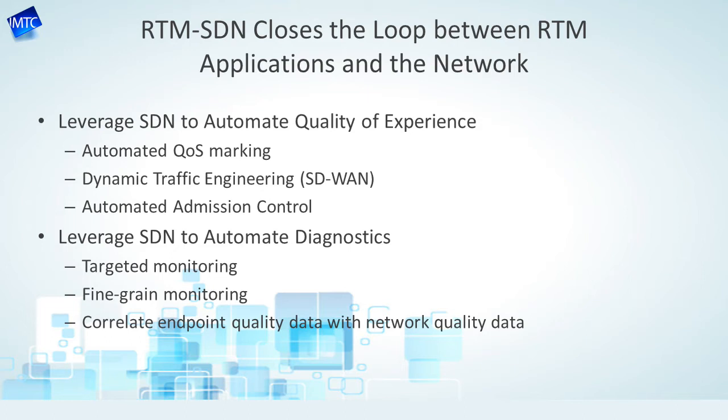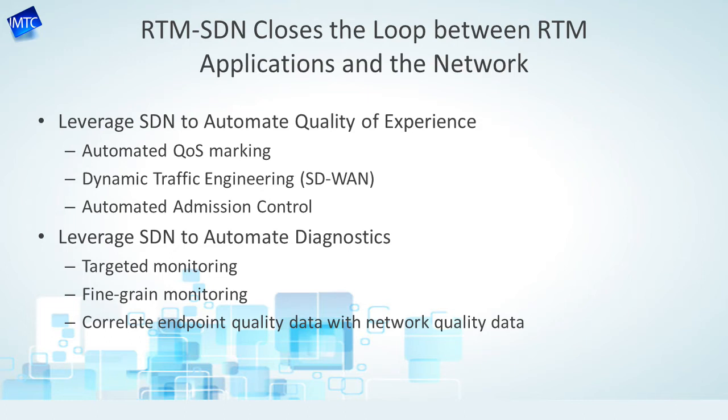In the first phase, we focused on what we call automating the quality of experience, and we did that by automating QoS marking, where the application tells the network what kind of QoS markings the network should associate with the media traffic that's being put on the network.